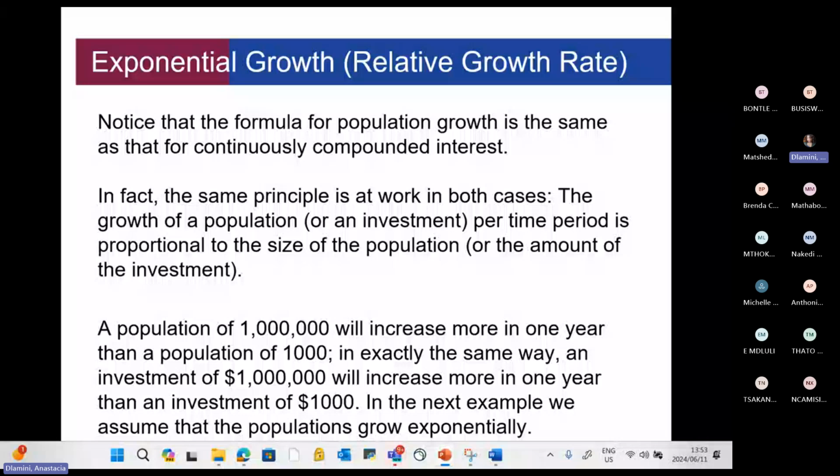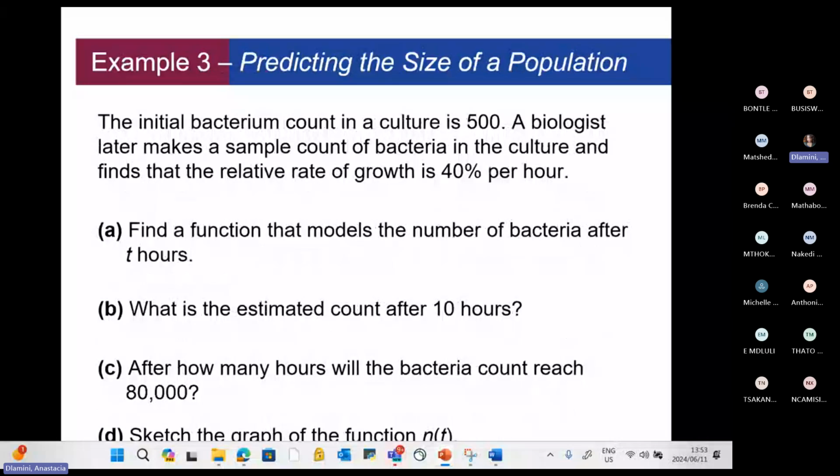Now, in the next example, we assume that the population grows exponentially. The initial bacterium count in a culture is 500. A biologist later makes a count of bacteria in the culture and finds that the relative growth rate is 40% per hour. My question is, which formula are we using? N(t) is equal to N0 e to the power of rt. Why? Because we are given the rate of growth. Thank you.